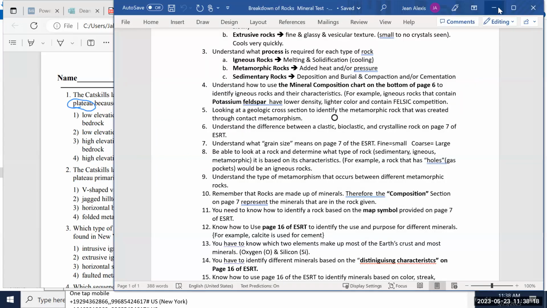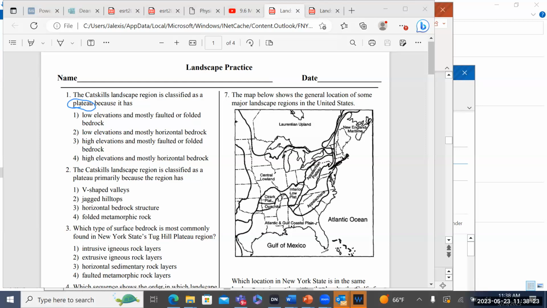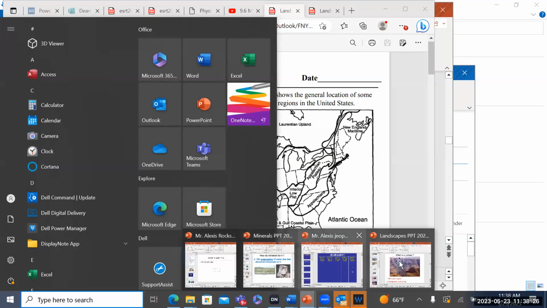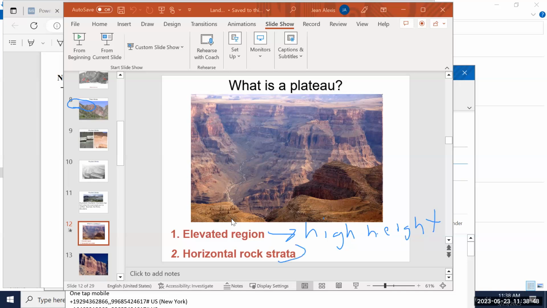So if we open up our notes, there we go. When we look at our notes, it tells us that a plateau is an elevated region, right? An elevated region lets us know that it has a very high height. And it tells us no rock strata. The word strata means layers. And so that means the layers in the plateau are horizontal.